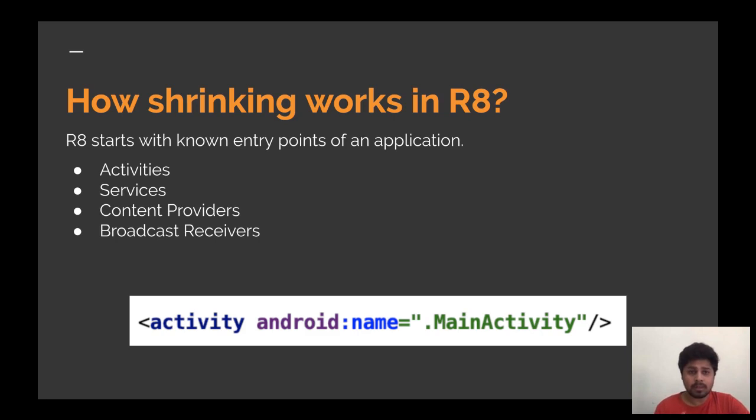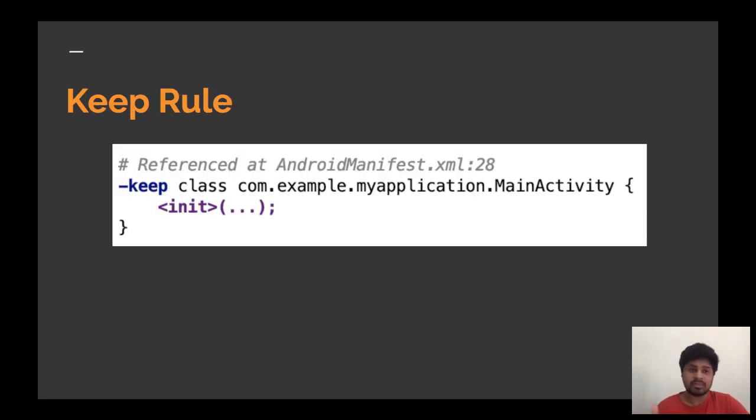So now let's look at this keep rule which has been created by AAPT, and this is the first keep rule. I'll be talking a bit about it in detail. It says we want to keep a class. It has a fully qualified class name which came from the manifest file. There is something more here.